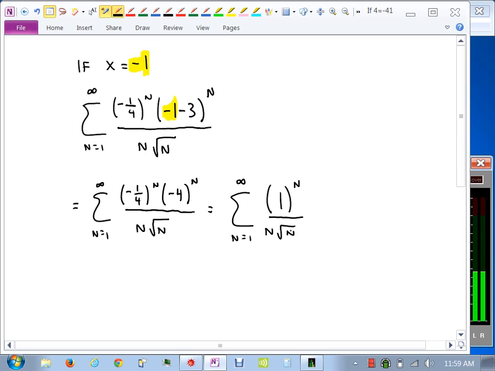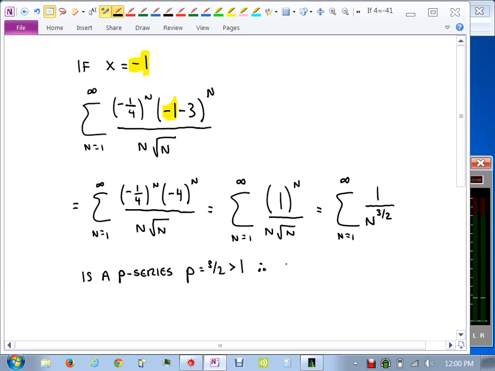Positive 1. And that's just the same as sum n equals 1 to infinity. 1 to the n is 1, right? And then over n, what is n root n? Isn't that n to the 3/2? That's a p-series. Isn't that a p-series? This is a p-series. P is 3/2, which is bigger than 1, which means what?